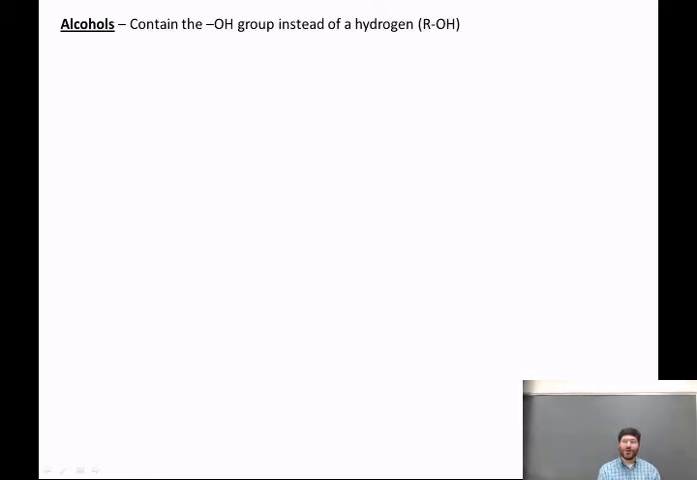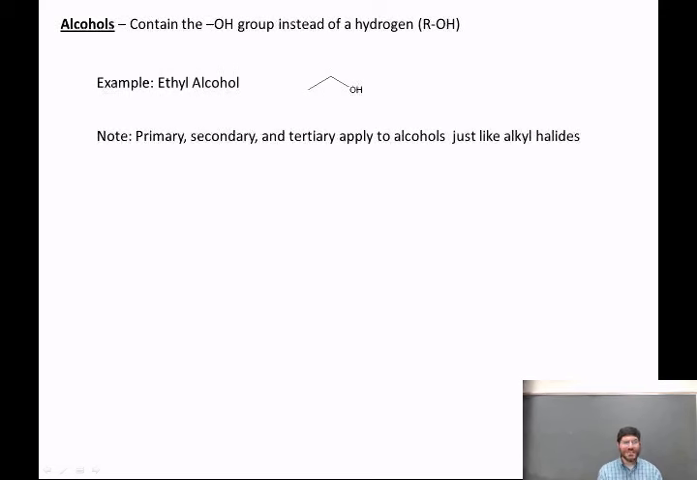Moving on in our tour of the functional groups, we now encounter alcohols. Alcohols are molecules that contain an OH group or hydroxyl group instead of a hydrogen. Okay, so a very common example of an alcohol is ethyl alcohol or ethanol. Primary, secondary, and tertiary apply to alcohols just like they apply to alkyl halides. So ethanol, for example, is a primary alcohol.